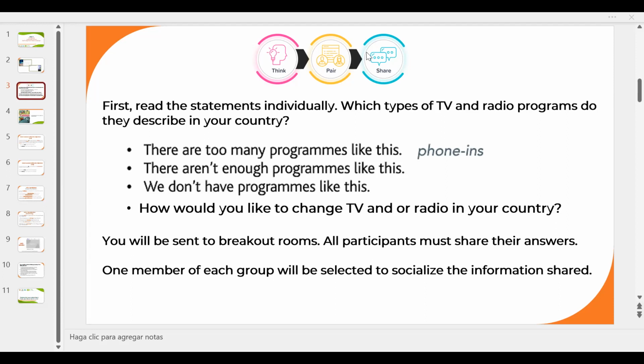Well, I know that Julian is already in group number 3. Andres Felipe, do you have any problem getting to your group? There you go.